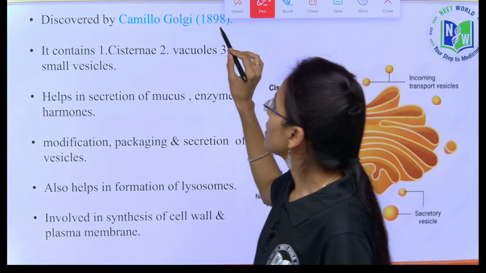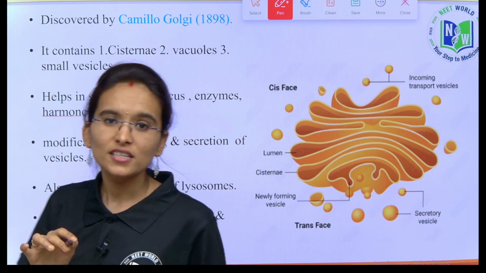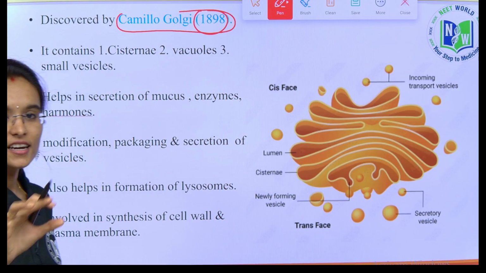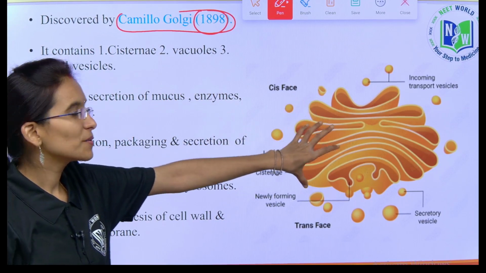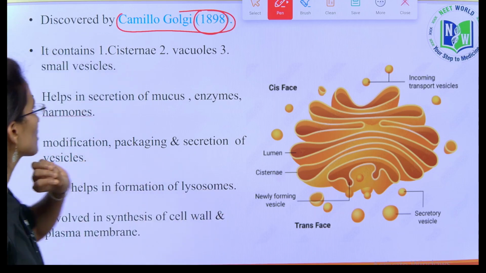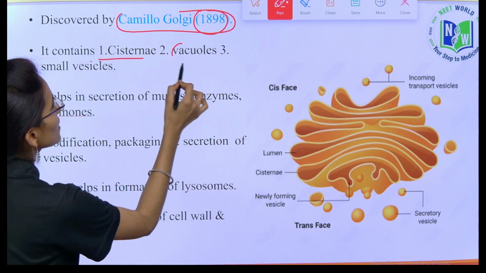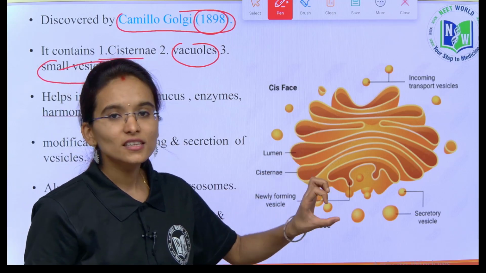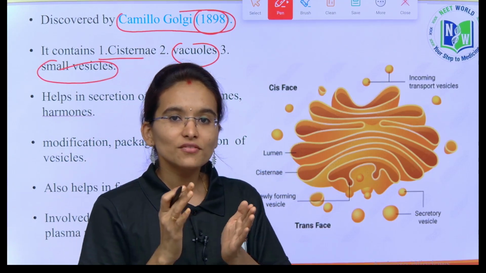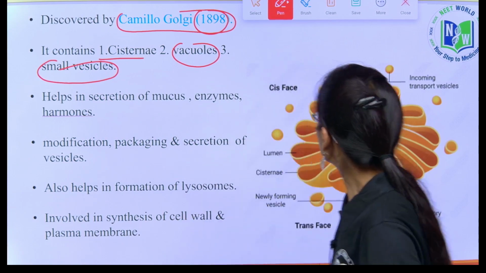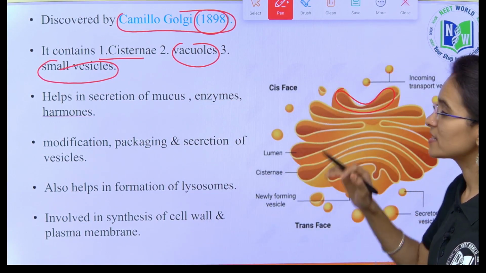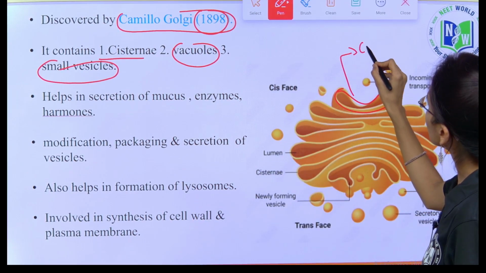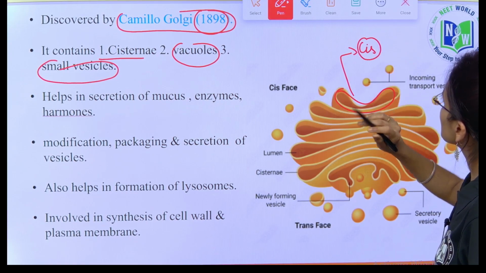The Golgi apparatus was first discovered by Camillo Golgi in the year 1898, and it contains three important structures: cisternae, vacuoles and small vesicles. If you see the endoplasmic reticulum, the structure which faces towards the endoplasmic reticulum is called the cis phase.